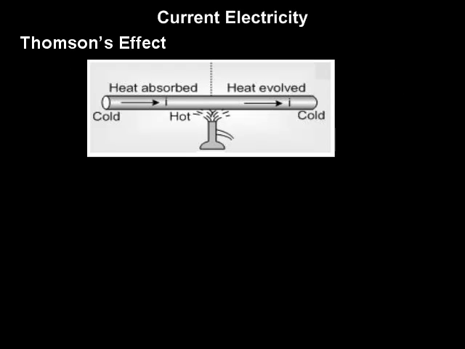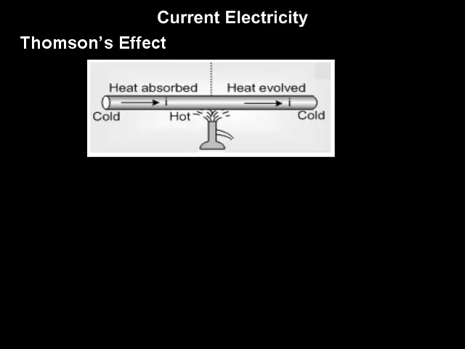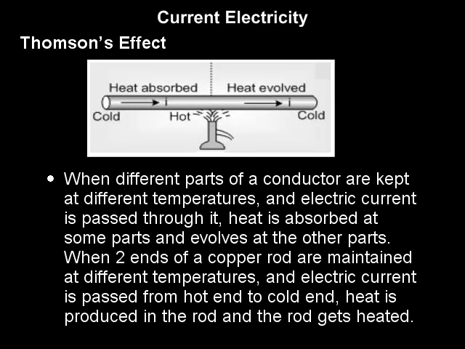One more similar kind of effect is known as Thomson's effect. The absorption or evolution of heat along an unequally heated conductor when an electric current is passed through it is called Thomson's effect. When different parts of a conductor are kept at different temperatures and an electric current is passed through it, heat is absorbed at some parts and it evolves at some other parts.